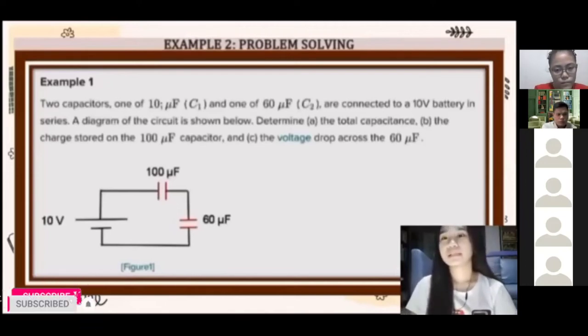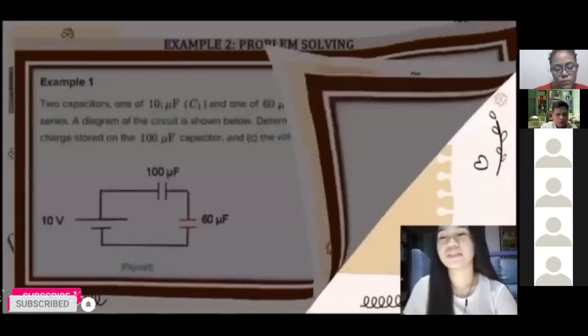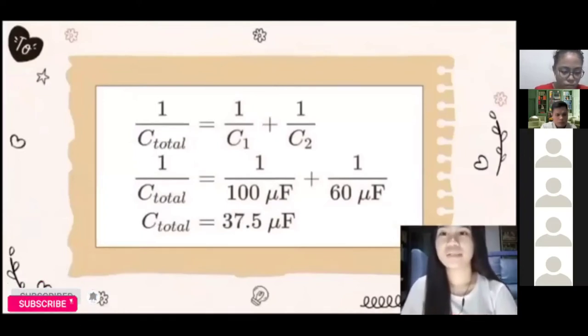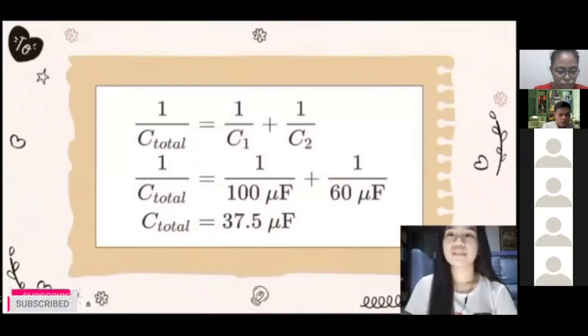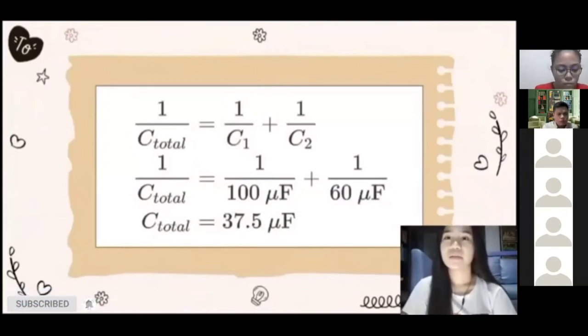So, para sa letter A, to find the total capacitance, we'll use the equation given on the previous problem na ating nasolve kanina in determining the equivalent capacitance of capacitors in series. So, we have 1 over C sub S is equal to 1 over C sub 1 plus 1 over C sub 2. What we're going to do is substitute the given. We have 1 over C sub S, where C sub S stands for the total capacitance of our series, is equal to 1 over 100 microfarad plus 1 over 60 microfarad, the values of our C sub 1 and C sub 2. So, C sub S is equal to 37.5 microfarad.